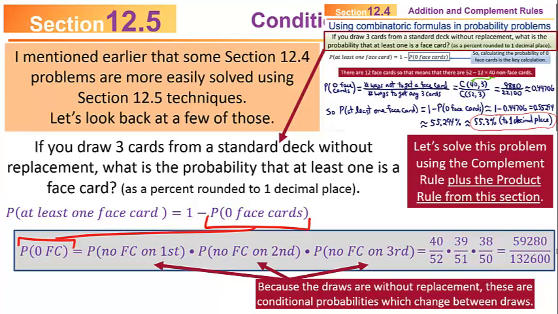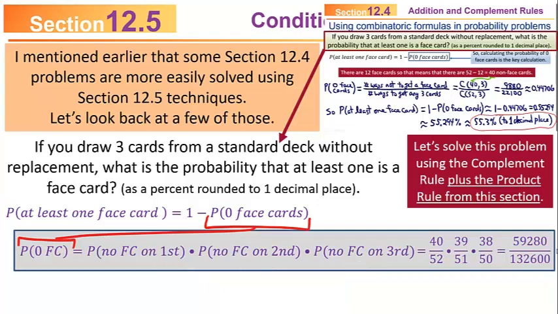Now this particular problem asks us to calculate and leave the answer as a percent rounded to one decimal place. So we're going to have to change this to a decimal. This is probably a good time to do it. You really have the probability of getting at least one face card being 1 minus the probability that you don't get any face cards, and we just calculated that to be 59,280 over 132,600. Probably a good time to change that fraction to a decimal. We're going to change the answer to a percent, and then we're going to round it.